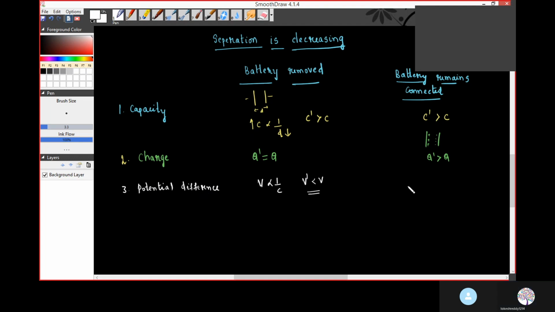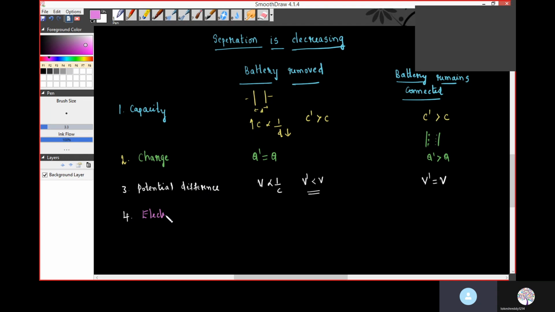Now, what about here? Here it is connected to a battery. Whenever you connect to a battery, V dash will be equal to V. It remains the same, constant. Then, after potential difference, we'll talk about electric field.